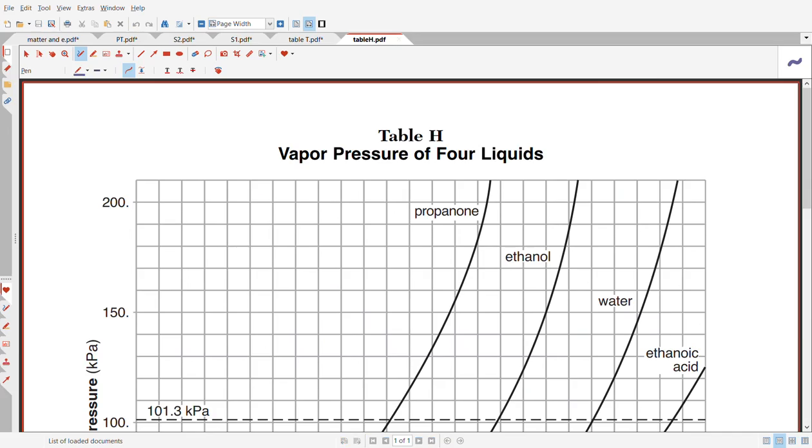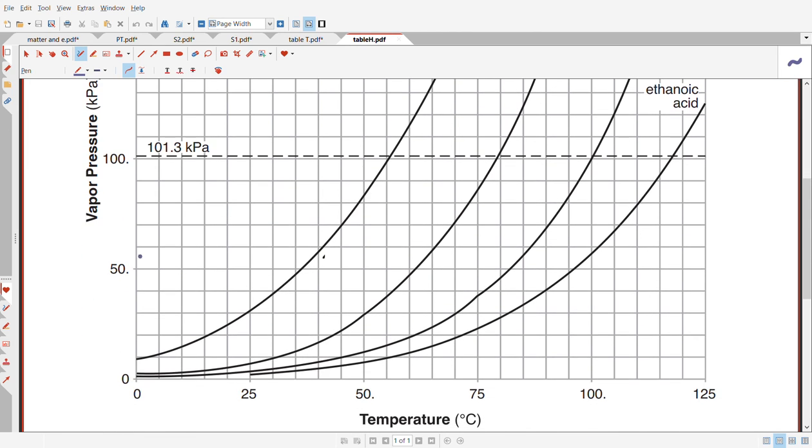I have to go here. I'm like, what is that? 50, 60, 70, 80, 90, 100. I want to make sure. So 70, and I want propanone.